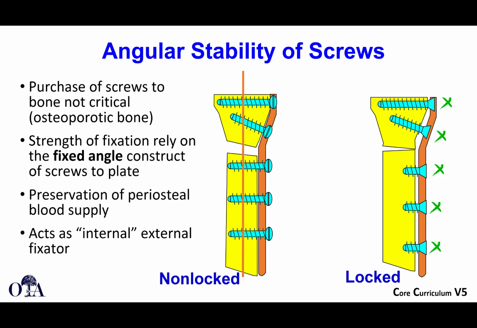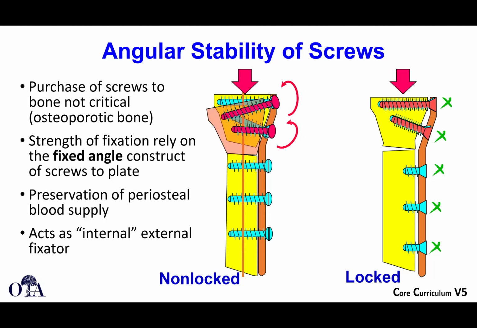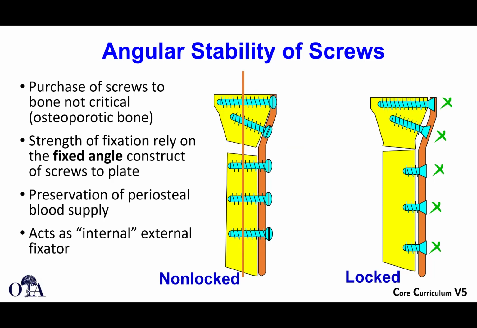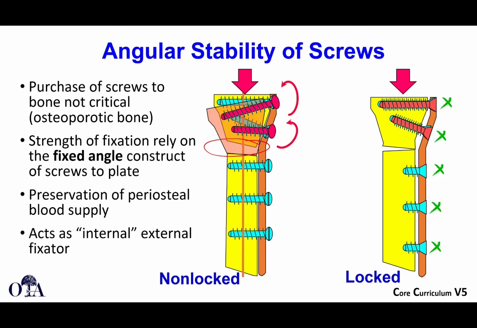So what about this angular stability? If you have a non-locked screw, like on the left, as you load, you potentially can have toggle, right? And you have no bone contact here, right? Because of that, this can toggle and create this deformity with the screws loosening. Now you have this deformity, as opposed to the load on the right-hand side with the locked screw, you have a fixed angle construct. So that's not allowing that to deform.